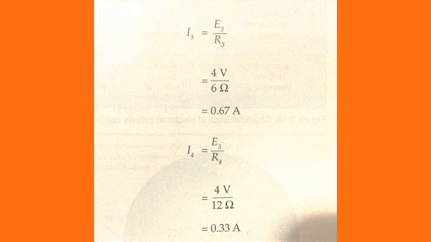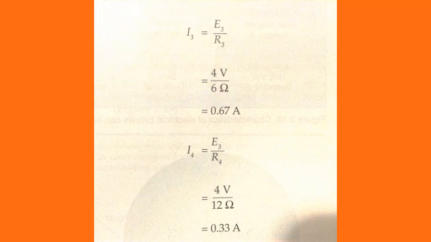So the current at R3, or I3, equals E3 divided by R3. Remember, this is just Ohm's law configured in a different way to solve for I, or current, which is 4 volts divided by 6 ohms, which gives us 0.67 amps. And I4 equals E3 divided by R4, which in this case gives us 0.33 amps.